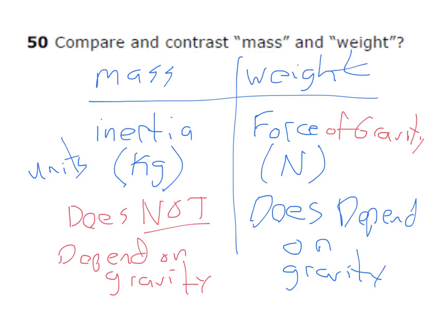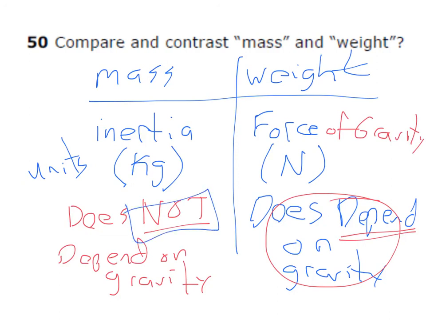Which means that if I move to the top of Mount Everest, my weight might get a little bit lower because I'm a little further away from the Earth. If I go to Mars, my gravity is a little bit lower, my weight is a little lower. If I'm on the moon, my weight is a little lower. So the important thing is that weight depends on gravity and mass does not depend on gravity. Again, you need to know the units. We measure weight in newtons and we measure mass in kilograms. You guys very often mix those two up, but you need to make sure you know the difference.